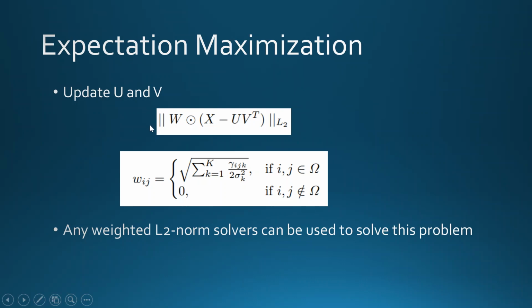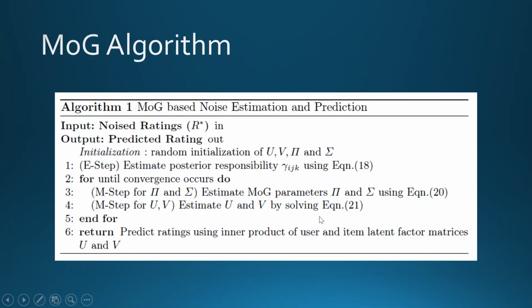When you look at how we have derived it in the paper, updating u and v becomes a weighted L2 low rank matrix factorization problem. So we are going to use any weighted L2 norm solver to solve this problem and derive u and v. This is the MoG algorithm that we came up with.